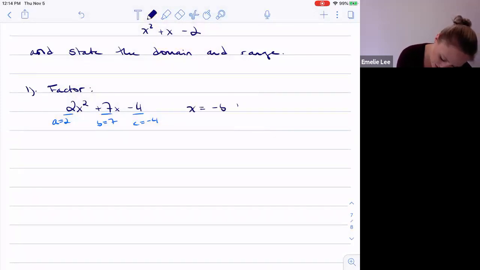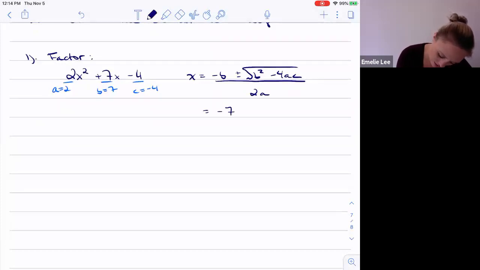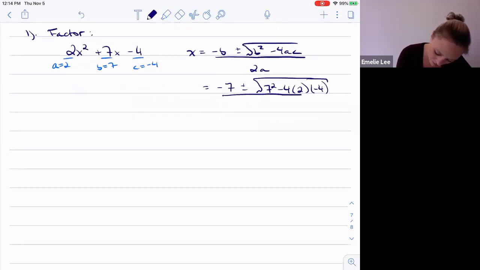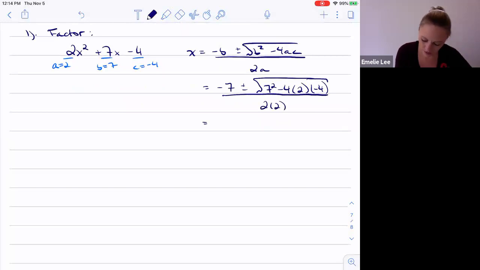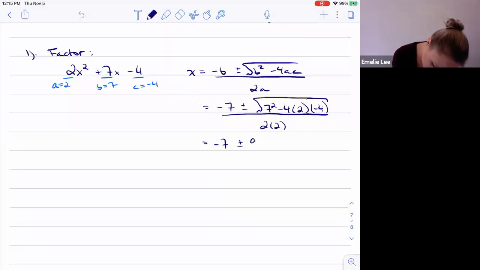So x is negative b plus minus the square root of b squared minus 4ac over 2a. So I find -7 plus minus the square root of 7 squared minus 4 times 2 times -4 divided by 2 times 2. Of course we should be pretty comfortable using the quadratic equation right now. So 7 squared minus 4 times 2 times -4 puts me at 81. The square root of 81 is 9. So I get plus minus 9 divided by 4.